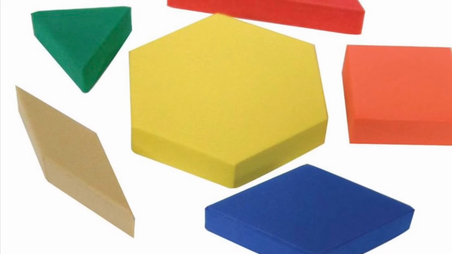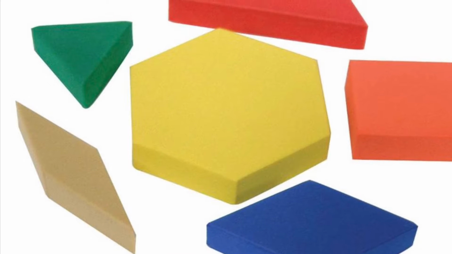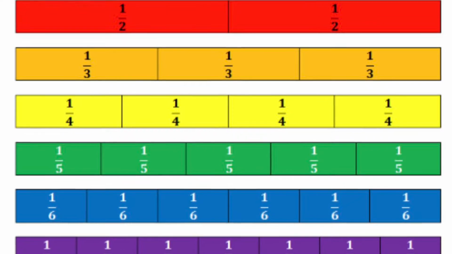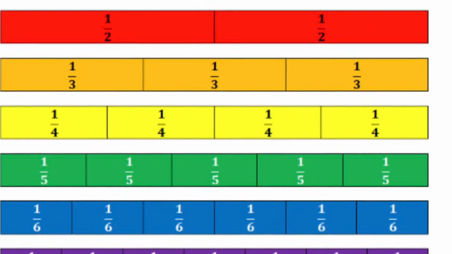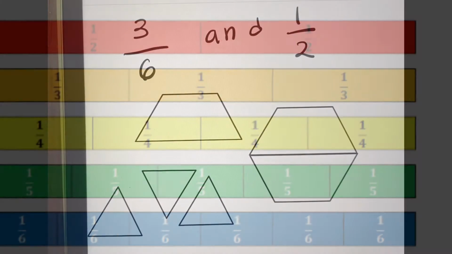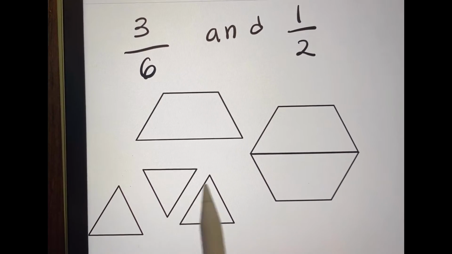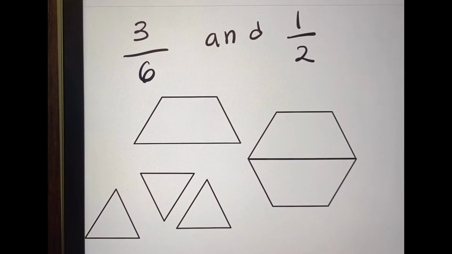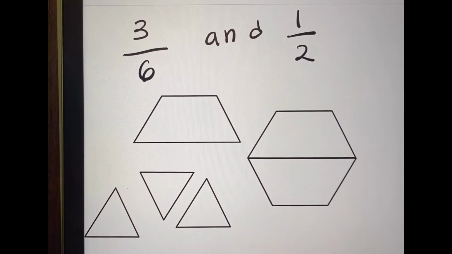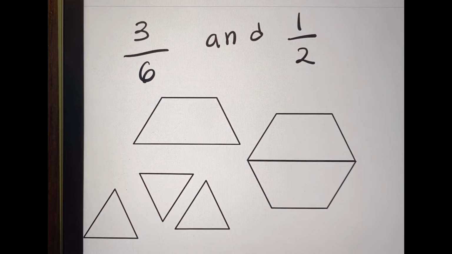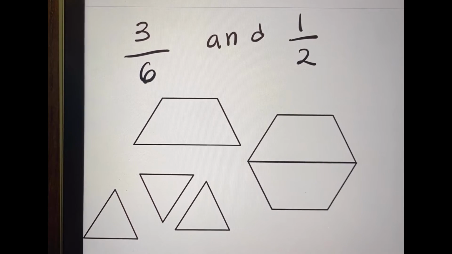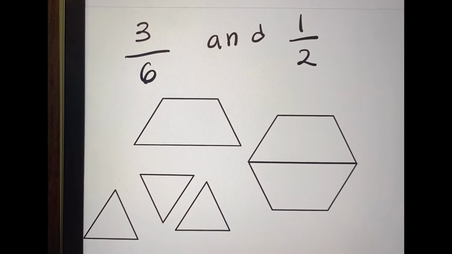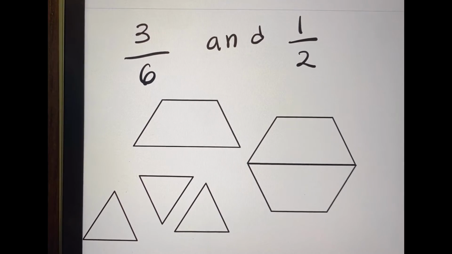All right, here is a picture of pattern blocks within the classroom. These would be a hands-on activity, as well as fraction strips. These would be printed out strips that students can work on and manipulate on their own. All right, so here is a written example of what some of these pattern blocks would look like. For this example of comparing two fractions, we're going to use the equivalent fractions of 3/6 and 1/2. As you can see, the shapes we are working with today are a trapezoid, a hexagon, and 3 triangles.